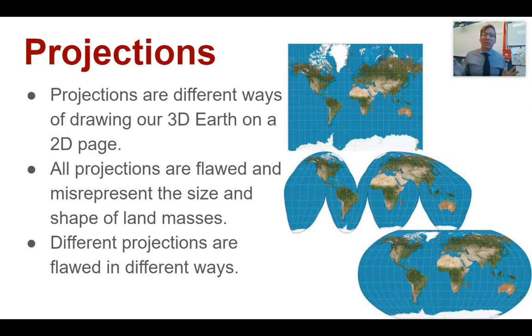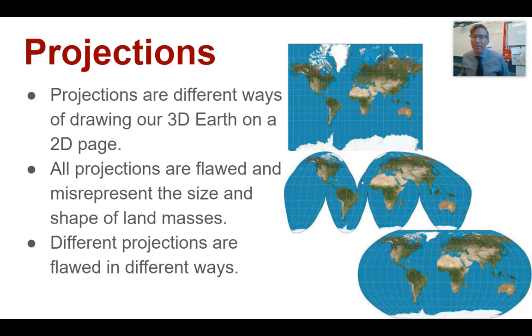Now, different projections show this in different ways. Again, this is the Mercator projection, with Greenland looking huge, Antarctica looking even larger. Antarctica and Australia are about the same size. So anything that's far from the equator is going to get bigger and bigger in appearance, but not in reality. The Goode interrupted projection tries to account for that, tries to make Antarctica look a little bit smaller and Greenland a little bit smaller.